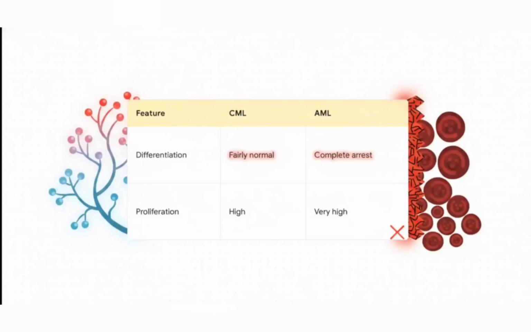Now, comparing CML to AML reveals a really crucial concept. In CML, the differentiation of myeloblasts is actually fairly normal, and you see this massive proliferation across multiple lineages. The cells actually mature. Now, compare this to AML, or acute myeloid leukemia, where there's a complete arrest of differentiation and just single lineage proliferation. Ratta nahi marna hai, logic samjho. CML cells grow uncontrollably, but they still grow up, whereas AML cells, they just get stuck as immature blasts.